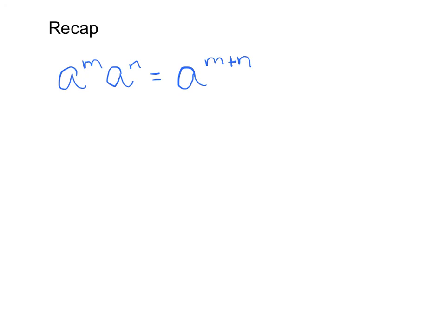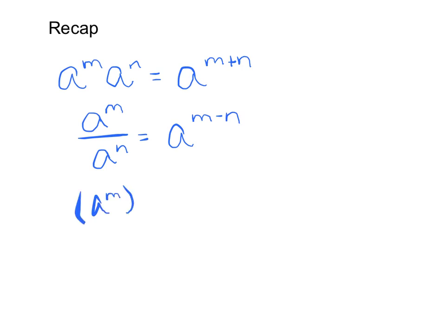We also looked at a property with some fractions. We had a to the m over a to the n, and we could subtract these exponents. Another property that we looked at was the power to a power. We had a to the m to the n, we could multiply these two. So we would have a to the mn. Then we looked at those few extra properties that are handy but not necessarily needed if we knew these first three. These first three are the biggies.